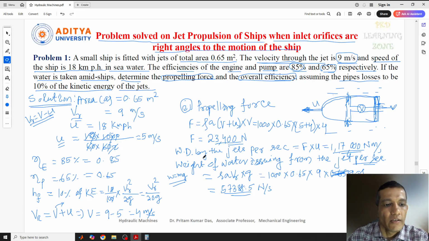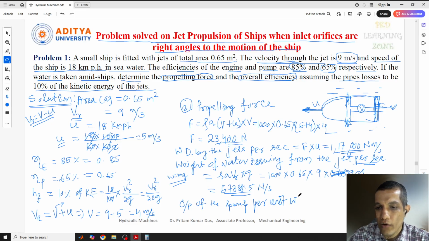Now the pump which gives the output of the jet, at the relative velocity, okay, so we need to find out the output of the jet from here. The pump should have the output which will give the relative velocity. So let's find out the output of the pump per unit weight. All these things we are doing only to find the overall efficiency.